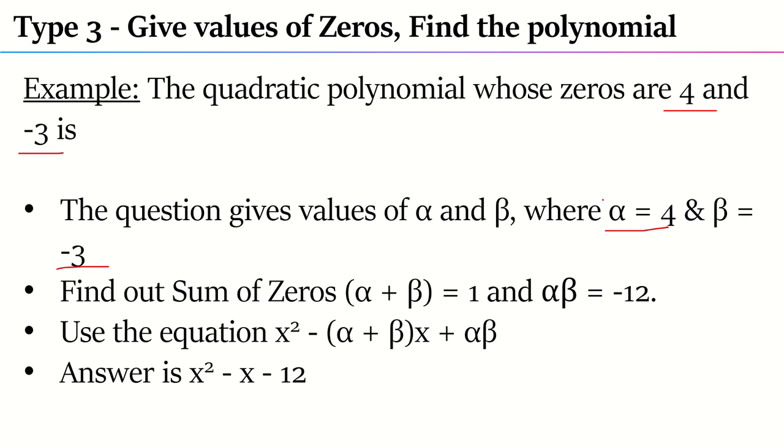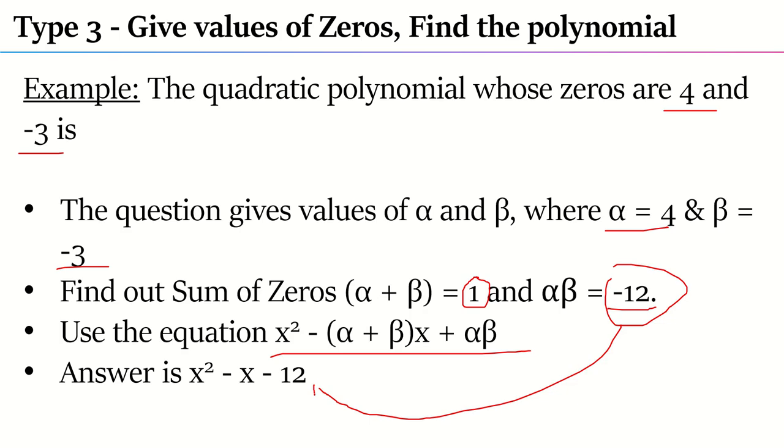Now for the sum of the zeros, you add alpha plus beta, which is equal to 1, and the product, 4 into minus 3, is minus 12. So you have now got the values of the sum as well as the product. You need to fit into the quadratic equation standard format: x square minus of alpha plus beta, which is 1, plus alpha beta, which is nothing but minus 12. So your answer is x square minus x minus 12.